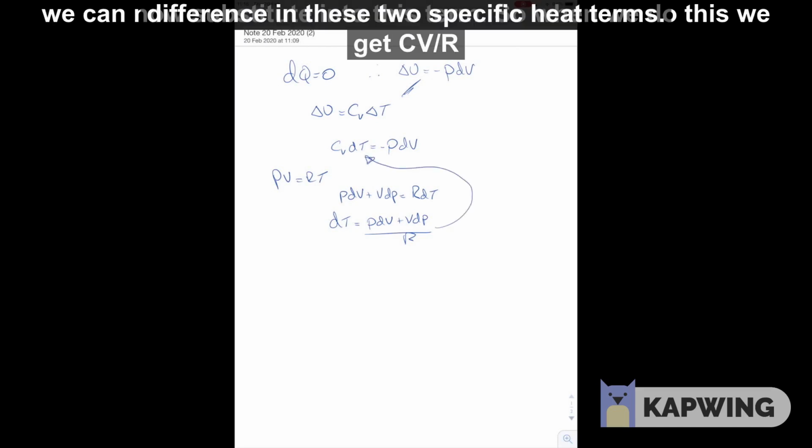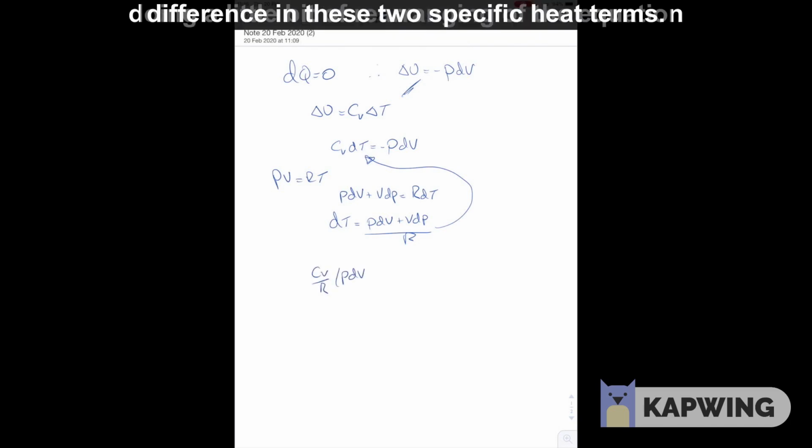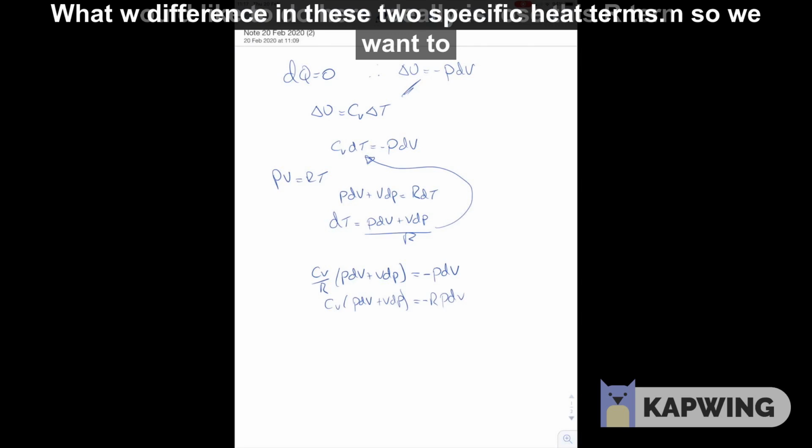So when we do this, we get CV over R, P dV plus V dP equals minus P dV. Okay, now we're just going to do a little bit of rearranging of this equation. Okay, now what we'd like to do here ideally is lose this R term. So we want to get this in terms of the specific heat terms.